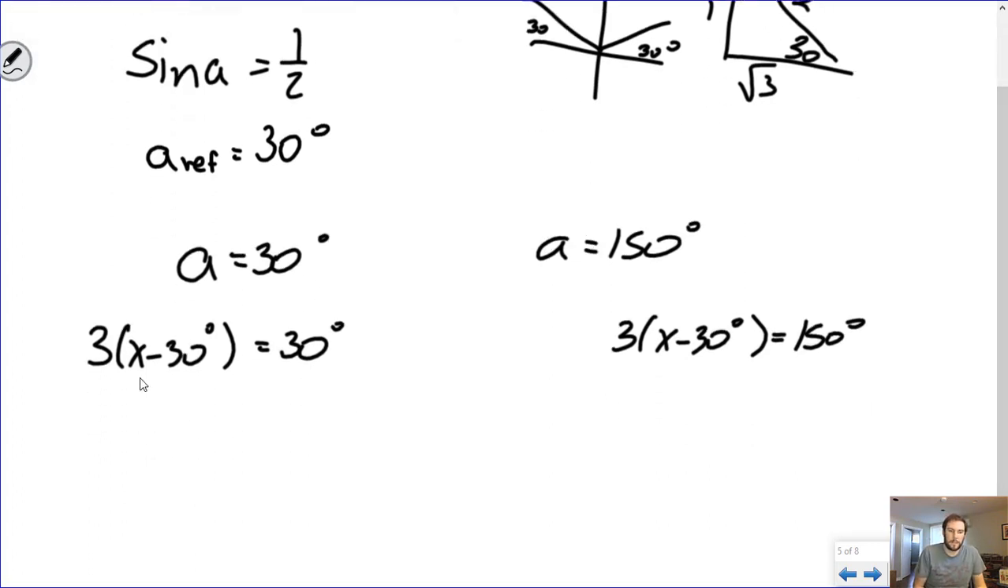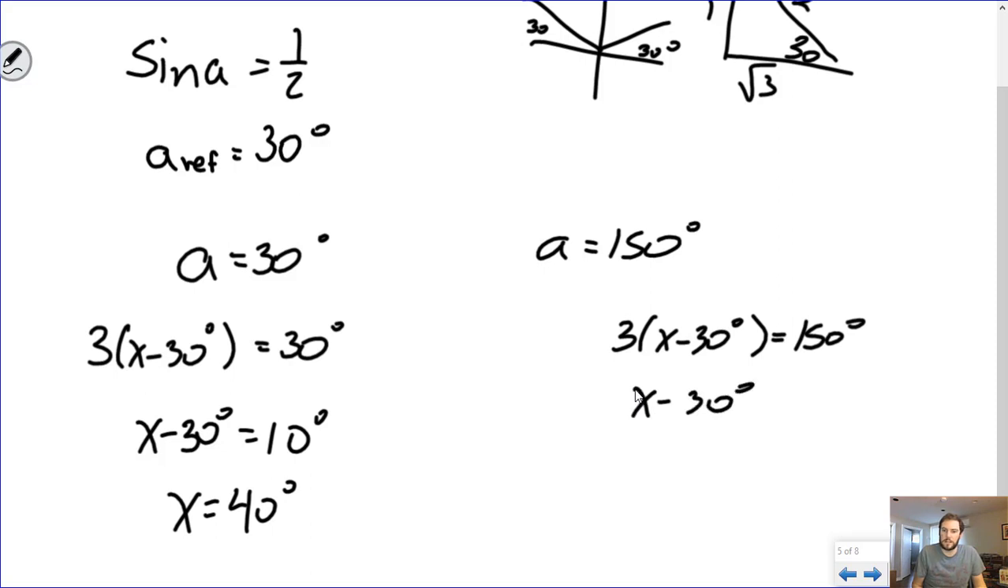Now, solve for x, right? So if I have 3 times over here, then I'm going to divide both sides by 3. So x minus 30 degrees is equal to 10. And then x is equal to 40 degrees. Do the same thing on this side. So x minus 30 degrees is equal to 50. So x is equal to 80 degrees.